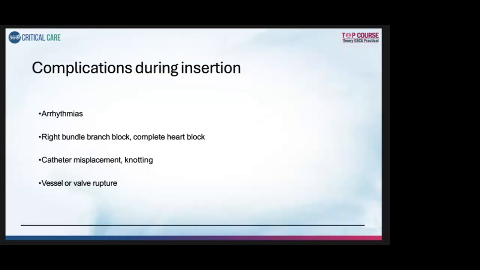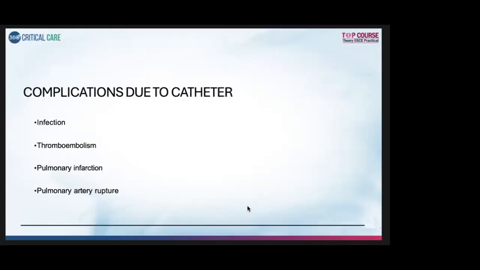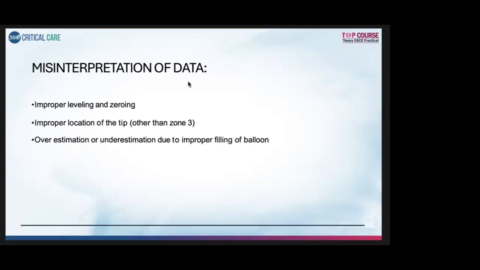So, what are the complications that could happen during insertion? Arrhythmias, right bundle branch block, complete heart block, catheter misplacement, knotting, vessel or valve rupture. And complications due to the catheter, which are common for all the catheters, like infection, thromboembolism, pulmonary infarction, pulmonary artery rupture. And there could be misinterpretation of data because of improper leveling and zeroing, improper location of the tip other than zone 3, and overestimation or underestimation due to improper filling of the balloon.